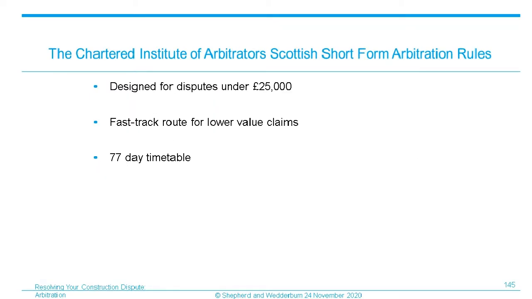So in 2012, the Scottish branch of the Chartered Institute of Arbitrators created the short form arbitration rules. These sit beside those of the Arbitration Act and, while designed for disputes under £25,000, can be adopted really in any dispute with the agreement of both parties. They were intended to create a fast-track route for lower value claims to ensure that cost associated with pursuing a claim stays relative to the value of the claim. Under the rules, an arbitration should be finished within 77 days, as can be seen on the slide. It is worth keeping these in mind should you be involved with a lower value claim under these rules.